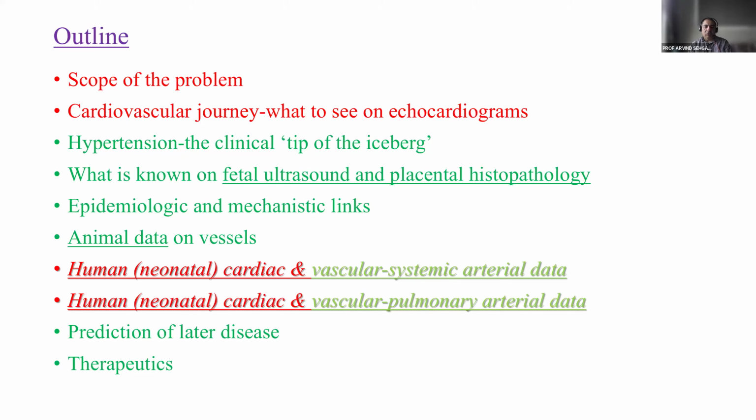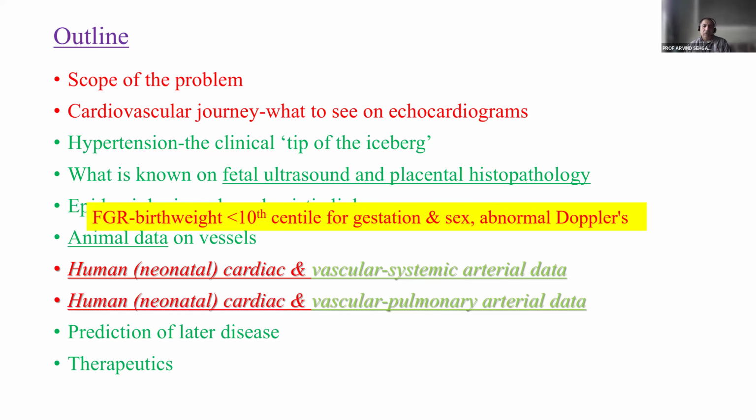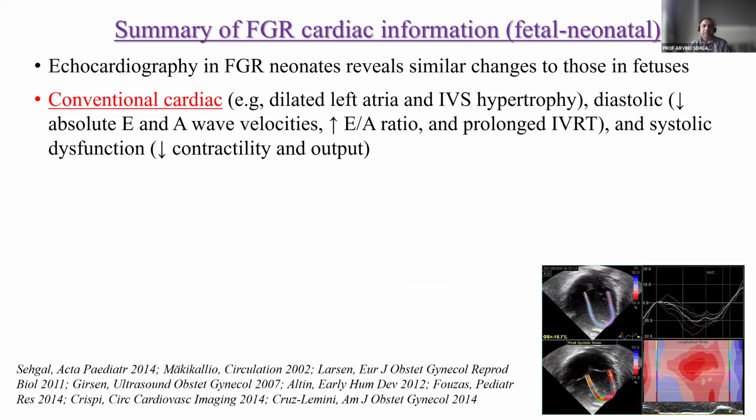As I mentioned, I won't be talking so much about the heart today, which I did in the first part some months back, but really about how the systemic arteries and the pulmonary arteries are affected. And certainly, time permitting, I'll talk a little bit about therapeutics and interventions, how we can make a difference. There are a number of definitions in the literature about fetal growth restriction. For this presentation and all my research, I've used the definition of birth weight less than the 10th centile for gestation and sex, with antenatal Doppler abnormalities.